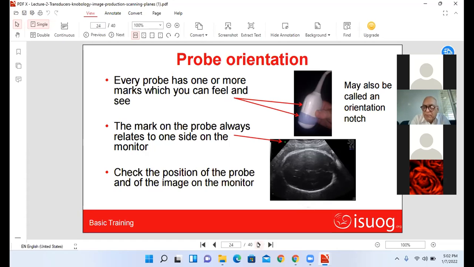Say for example, when I am examining a patient, I am on the right side of the patient. The notch of the probe is towards me, meaning the patient's right side, and it also denotes the patient's right side on the screen. So that is the orientation. If somebody cannot use the notch, then we can always apply a little bit of gel and touch the transducer to know which side it is firing from. So that is also what we do. Next slide, please.